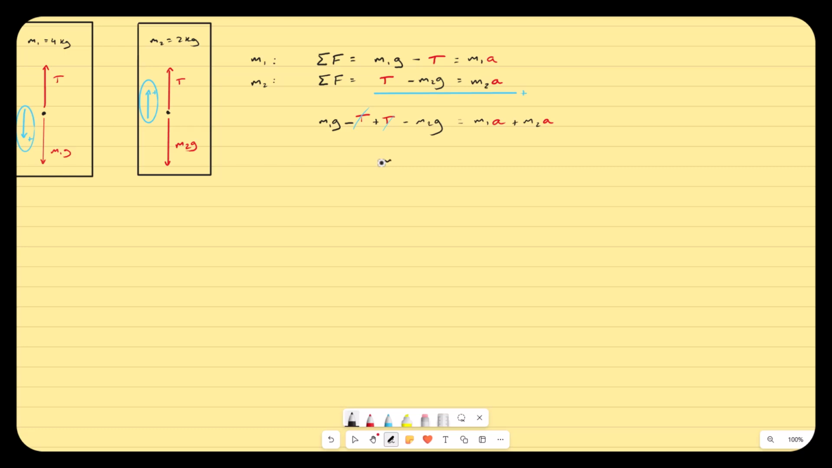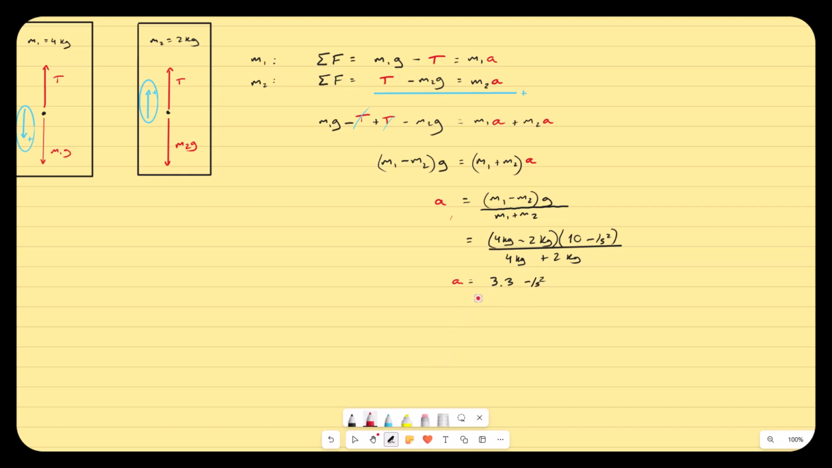So on the left side I am left with m1g minus m2g. On the right side I'm going to factor out that acceleration. I would like to, on the left side, factor out gravity. Now when I solve for acceleration, I get m1 minus m2 times g over m1 plus m2, and I can put in those numbers. And I have my acceleration.